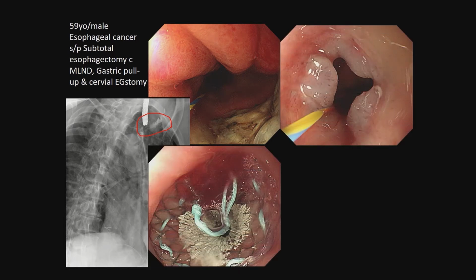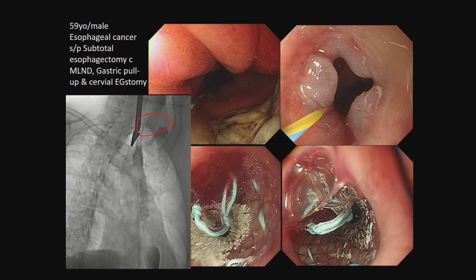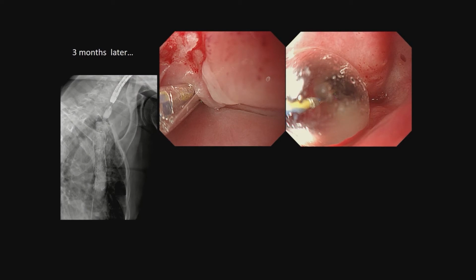Usually in this kind of esophageal cancer case, it's sometimes very hard to position the stent because the anastomosis is just beneath the upper esophageal sphincter, so there's very narrow space to locate the proximal end of the stent. So we have to handle this situation more delicately. After 3 months, this case had a somewhat longer stent duration due to other factors, I think.